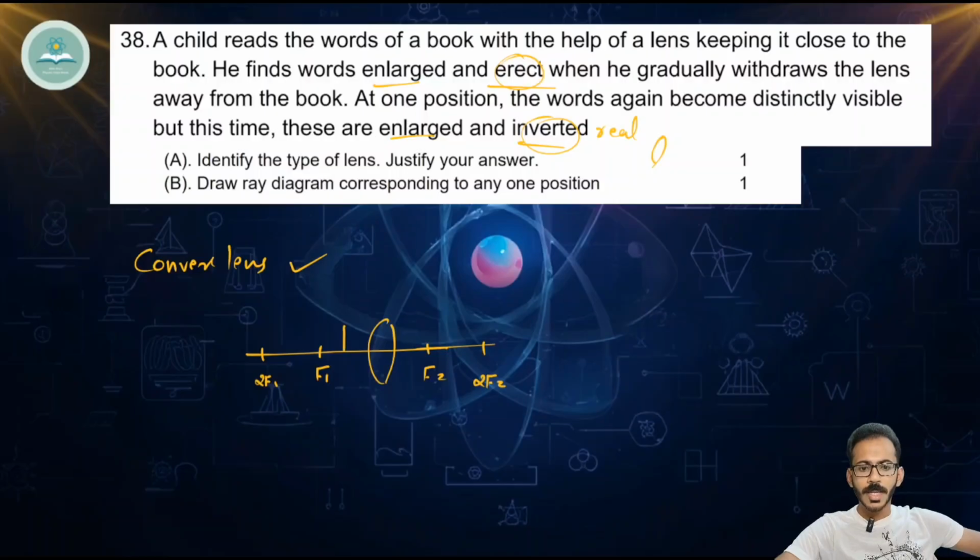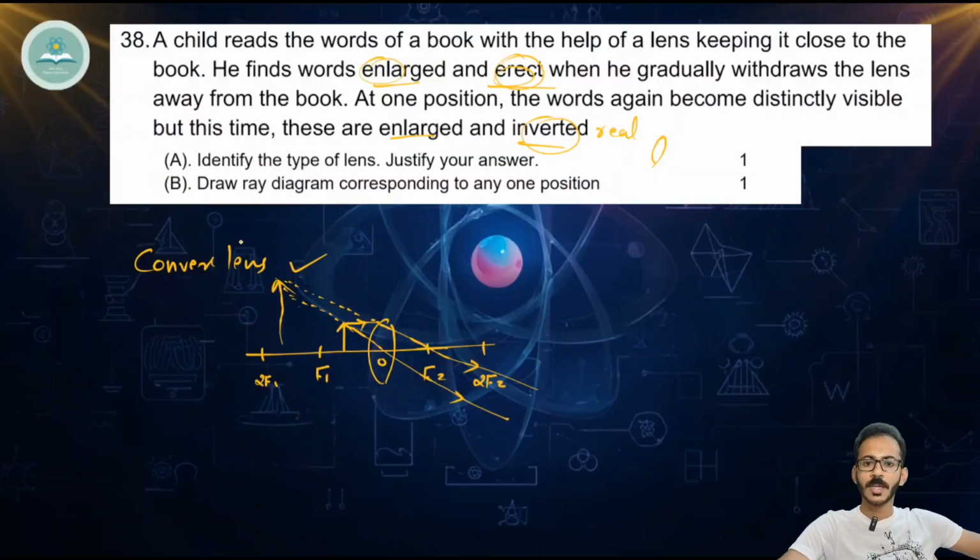When it is kept very much nearby, the object is between the optic center and F1. So first ray will be taken parallel. The parallel ray will go through F2 and the second ray can be taken through the optic center. It will go away like this. They won't meet anywhere. But if we extend these rays, we feel like they are meeting somewhere here. So we will get an enlarged and erect image, as told in the question.